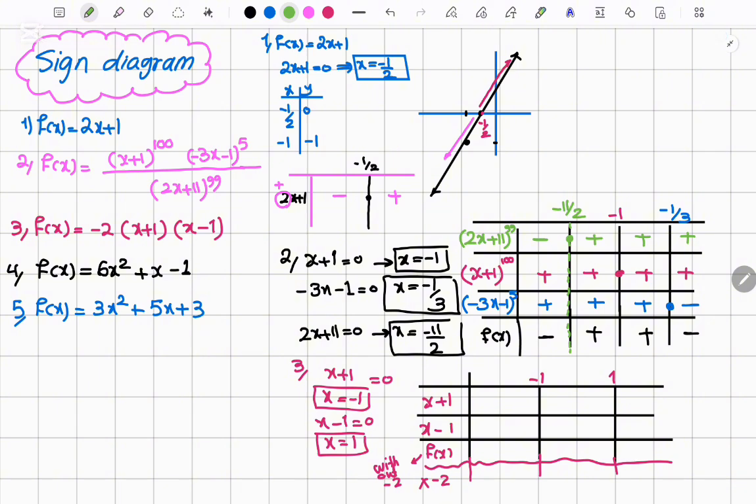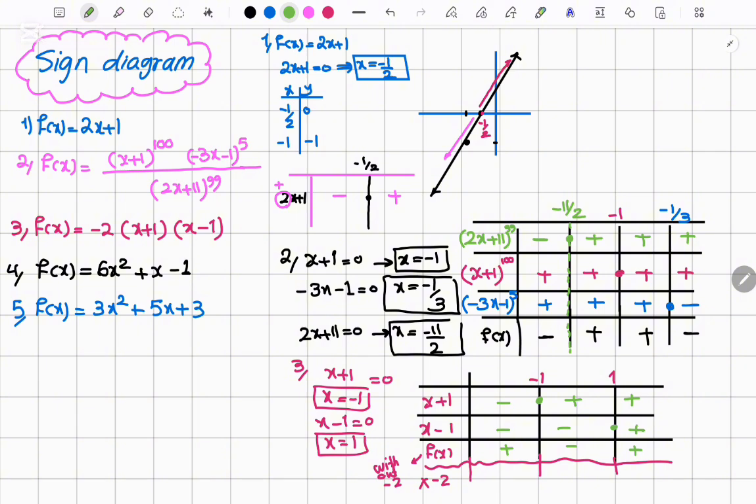So ta-da, I'm back with our sign diagram. So again, what I'm going to do is the same thing. The 0 of the first part is going to be negative 1. Before that, opposite of whatever the sign of A is. And after this one is going to be positive 1. Before, opposite, after, it's going to be the same. So it's going to be positive, negative, and positive.